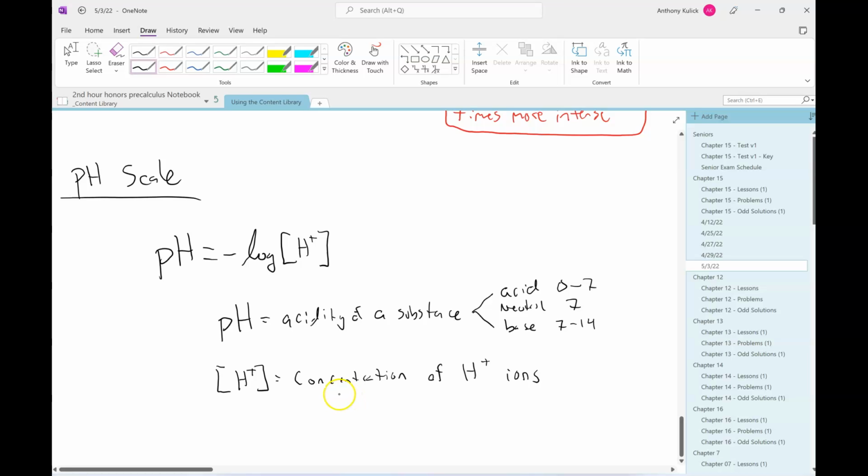What do we measure concentration in most commonly in chemistry? Molarity, which is moles per liter. Yeah, I knew that.